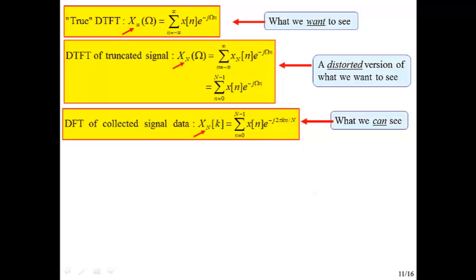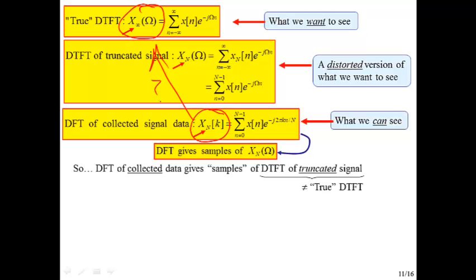So the question is, this is what we can see. This is what we'd want to see. How are those two things related? That's the question we want to answer. And more importantly, if they differ, how can we minimize that difference?